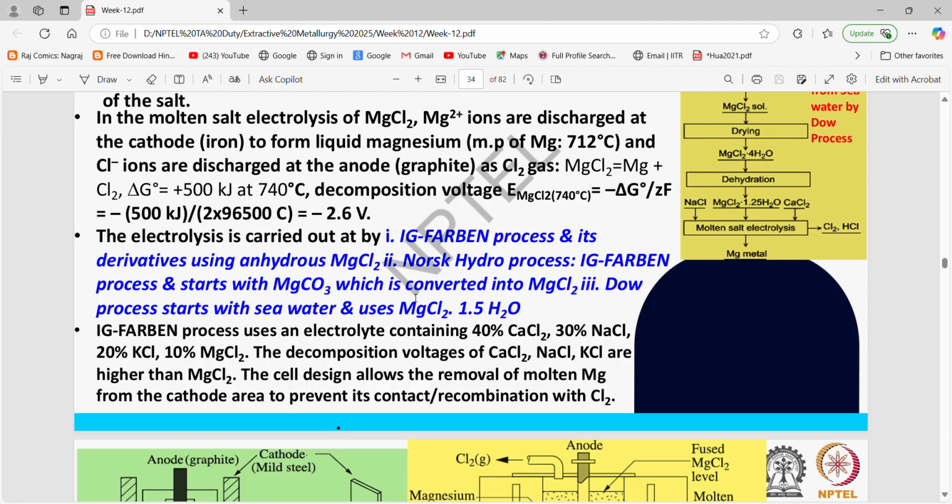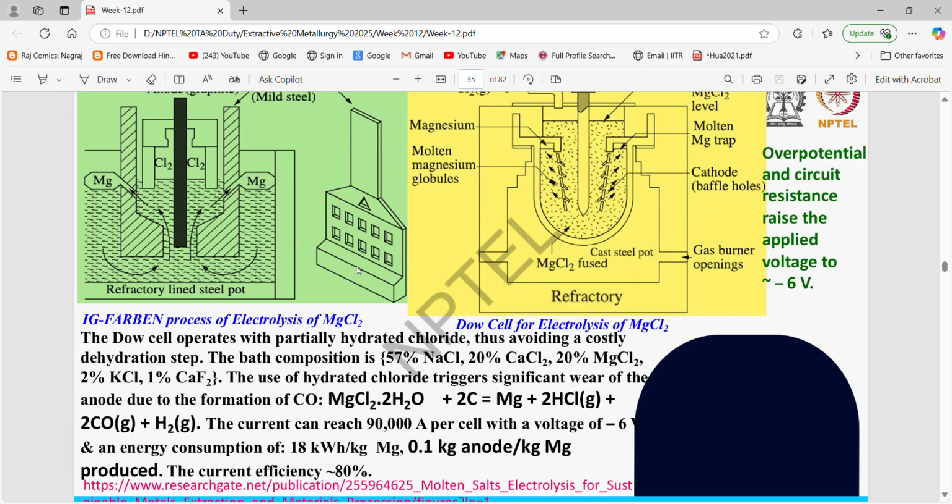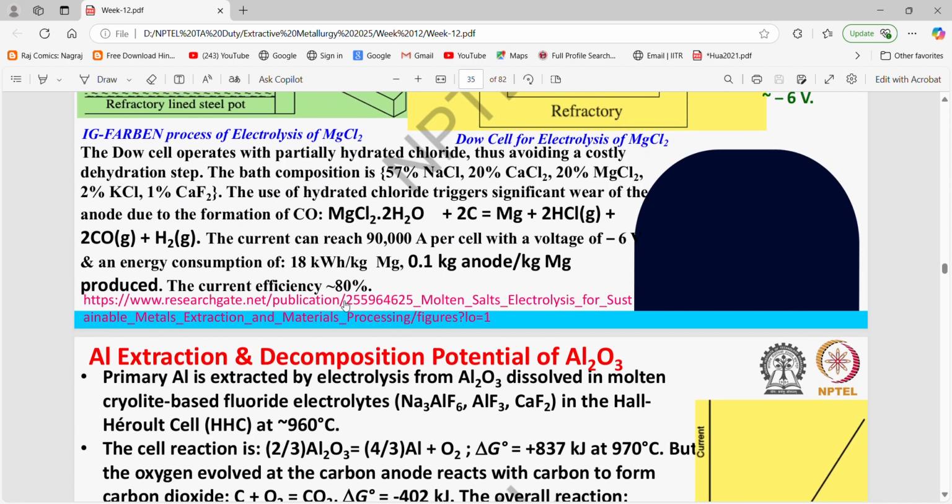The IG Farben process uses an electrolyte containing 40% CaCl2, 30% NaCl, 20% KCl, and 10% MgCl2. The decomposition voltages of CaCl2, NaCl, and KCl are higher than MgCl2. So the cell design allows the removal of molten magnesium from the cathode area to prevent its contact or recombination with chloride ions. So this is the schematic of the molten salt electrolysis bath used for the recovery of magnesium metal from MgCl2. The Dow cell operates with partially hydrated chloride, thus avoiding a costly dehydration step.